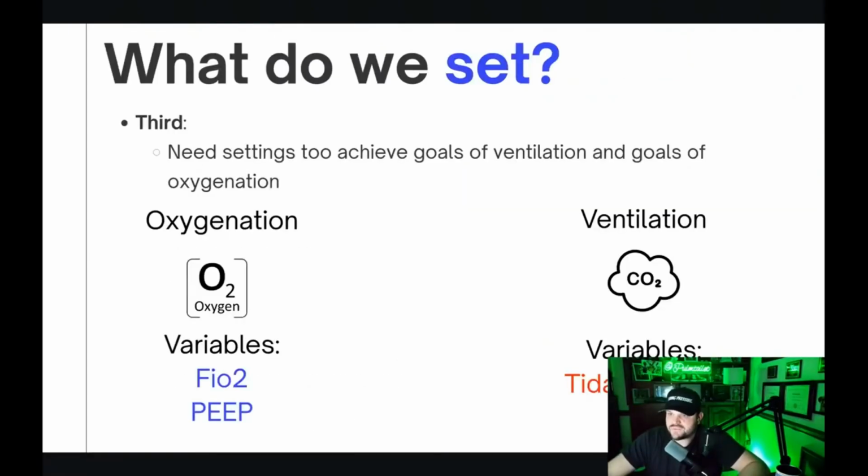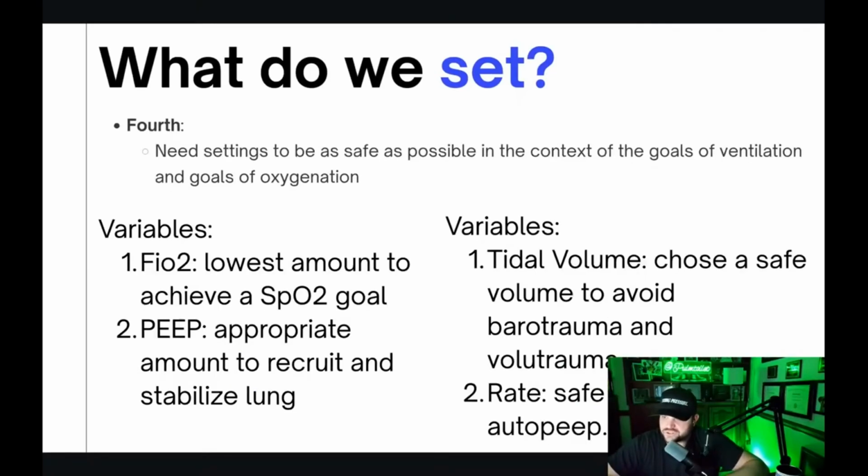The next thing you have to figure out is, what are you going to influence to achieve the goals of oxygenation and the goals of ventilation? So what can you influence on the ventilator to achieve the goals of oxygenation, the goals of ventilation? With the goals of oxygenation, you can influence the FiO2 and you can influence the PEEP. With the goals of ventilation, you can influence the tidal volume or the rate.